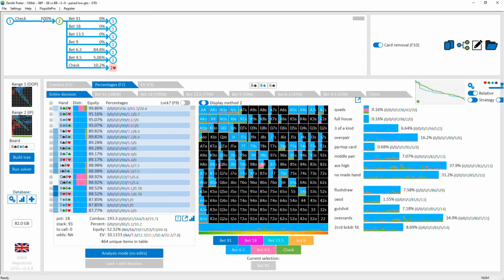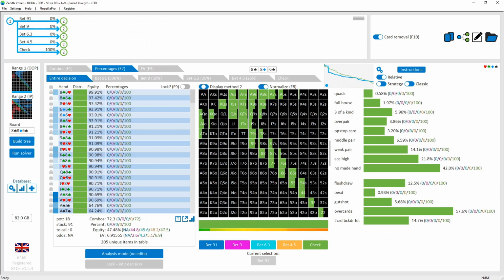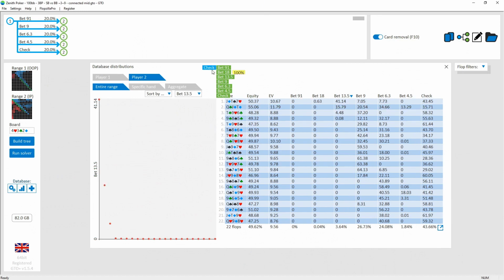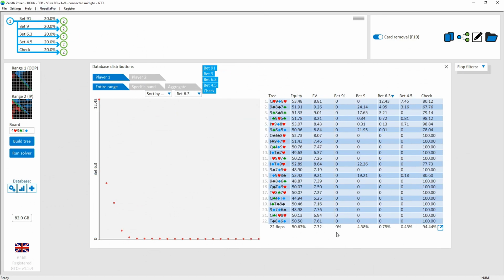All right, and let's have a look at one last texture. Let's have a look at connected mid. So if we look at connected mid for the small blind here, in terms of overall equity, the small blind is doing much better on the high to mid connected mids. All right, particularly some of these 9/8s, basically anything that will complete some straights towards the lower end of the Broadway will do pretty well for the small blind.